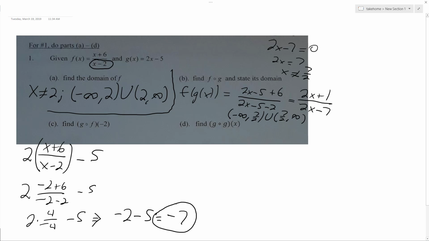And for the last part here, g of g of x, what this ends up being equal to is, it's recursive, we plug g back in for itself, so g of g of x is going to be equal to 2 times (2x minus 5), we're plugging in 2x minus 5 for the x, and then minus 5. So we end up with 4x minus 10 when we distribute, minus 5, so we end up with 4x minus 15.